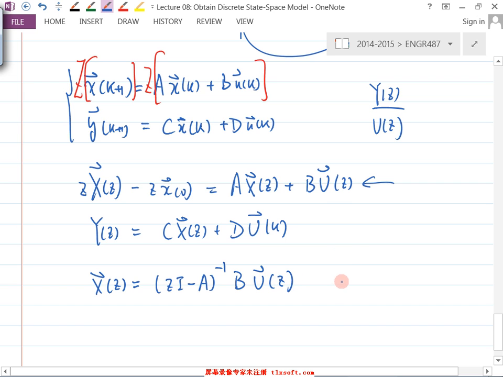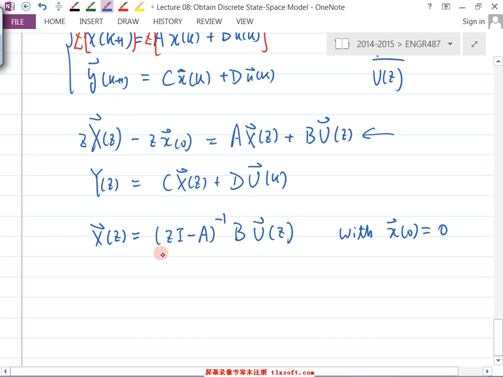Okay, with initial condition 0. Because when you're deriving the transfer function, just like the continuous system transfer function, the condition is you consider initial condition as 0. Okay. So this is a capital X of z equal to this.